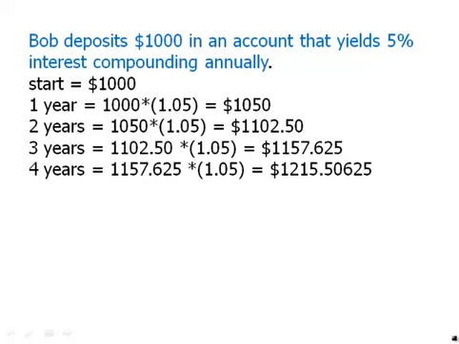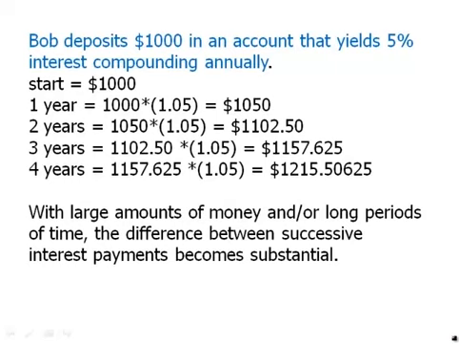Well, think about it this way. Here we've only talked about 4 years. 4 years is a relatively short time in terms of investing, and we've only talked about a principal of $1,000. $1,000 is peanuts in terms of large-scale investing, and so you really have to think about this on a more grand scale. With large amounts of money and/or long periods of time, the difference between successive interest payments becomes substantial, and also the difference between the total amount gained with compound interest versus the total amount gained with simple interest becomes substantial.